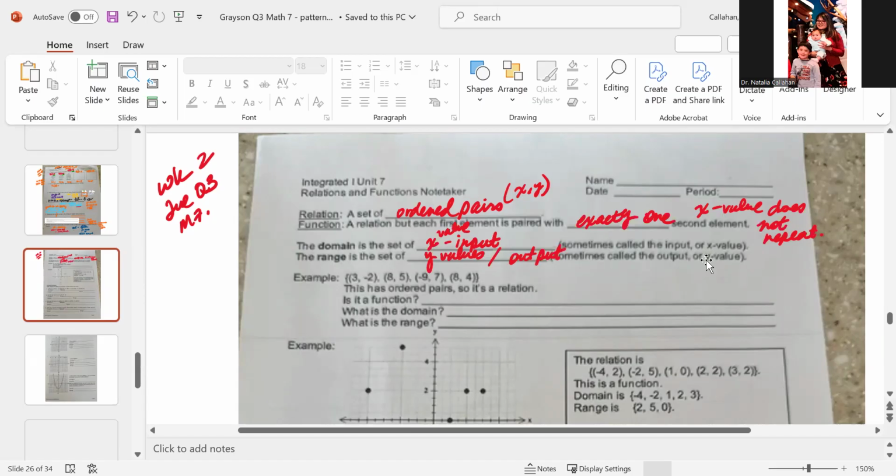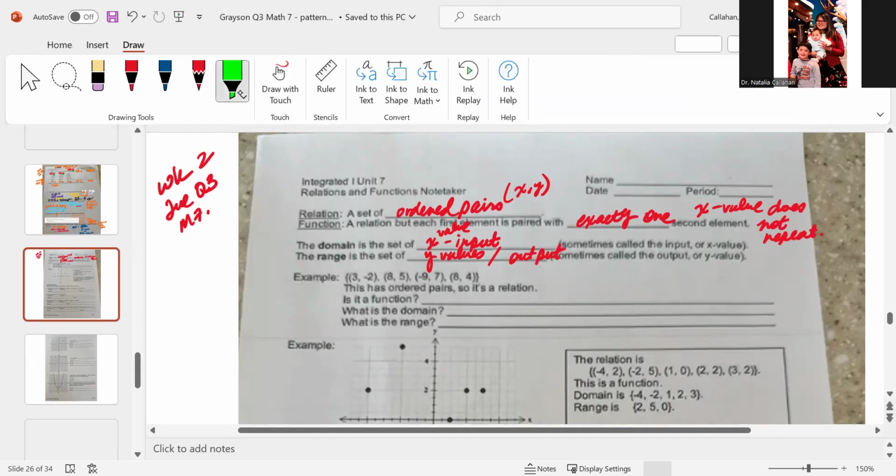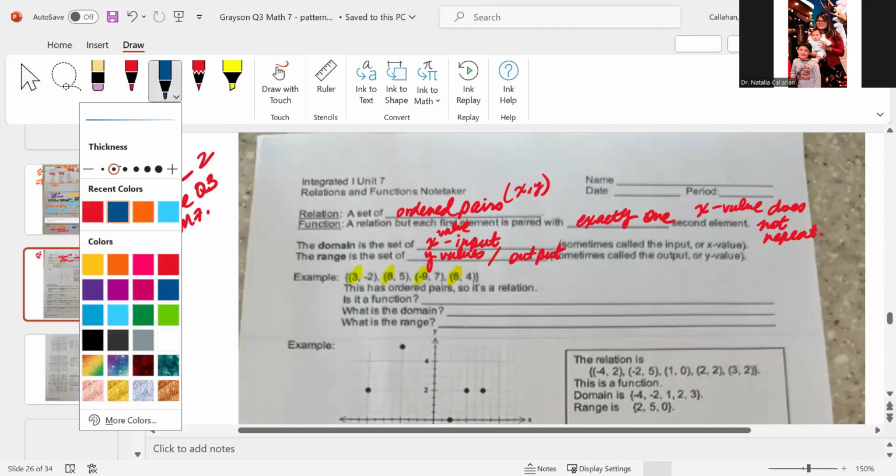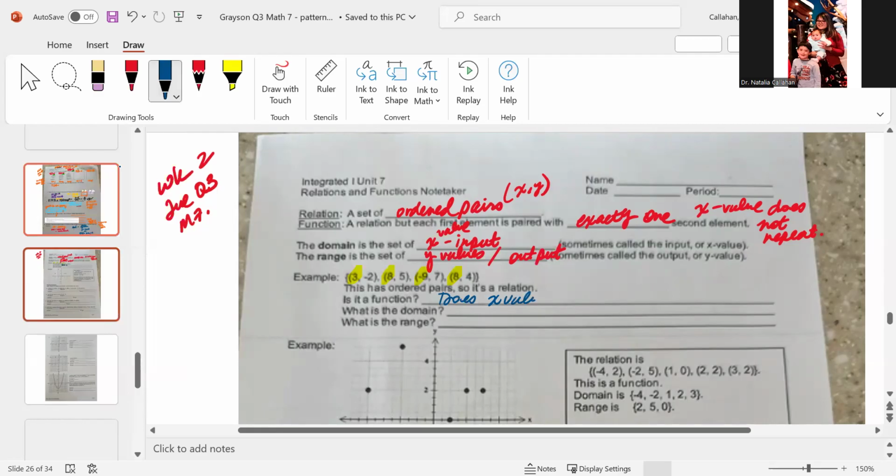Example: this has ordered pairs, so it is a relation. Is it a function? Remember, for a function, we look at the X value. Does the X value repeat? Are the X's repeating? As in, are there 2 of the same number? Which 2 numbers are the same? So if X repeats, it's not a function.